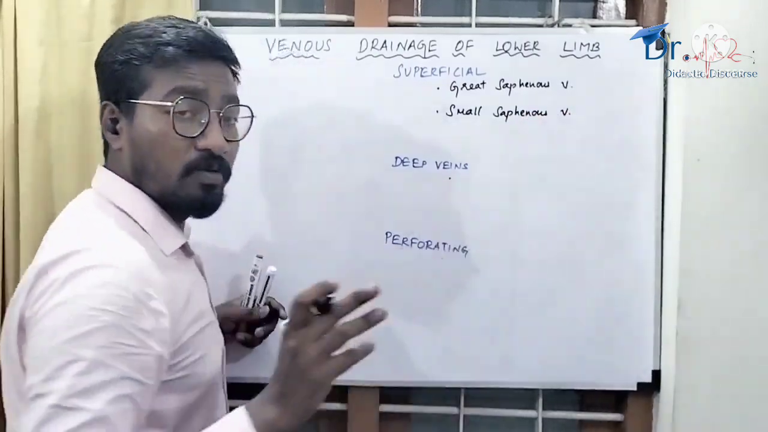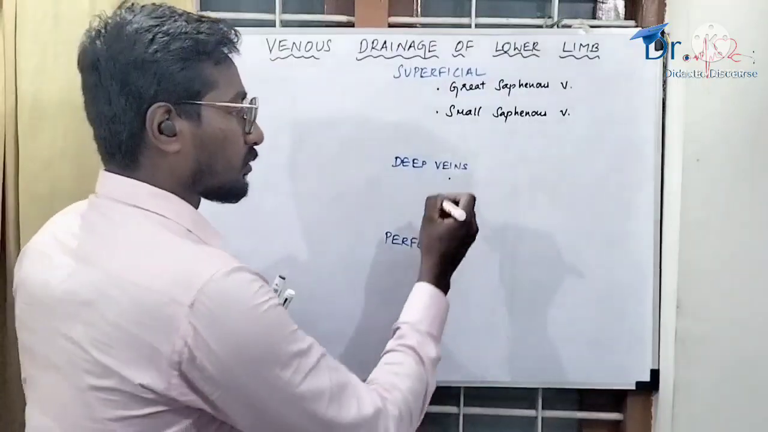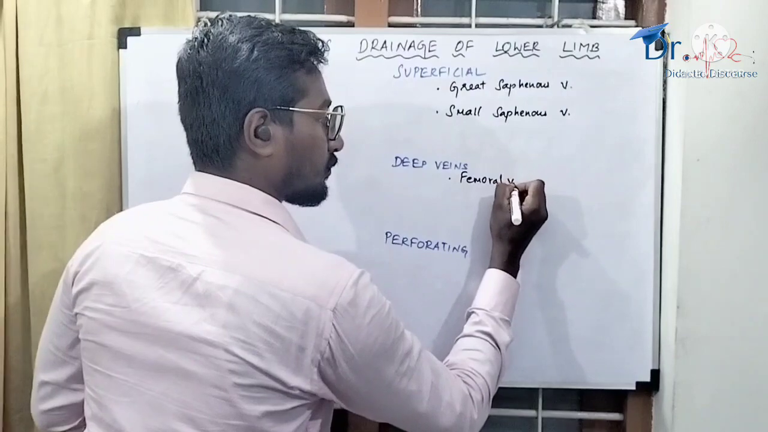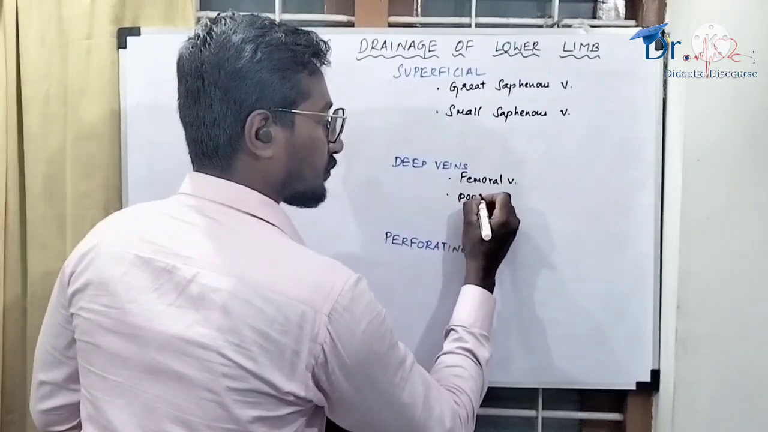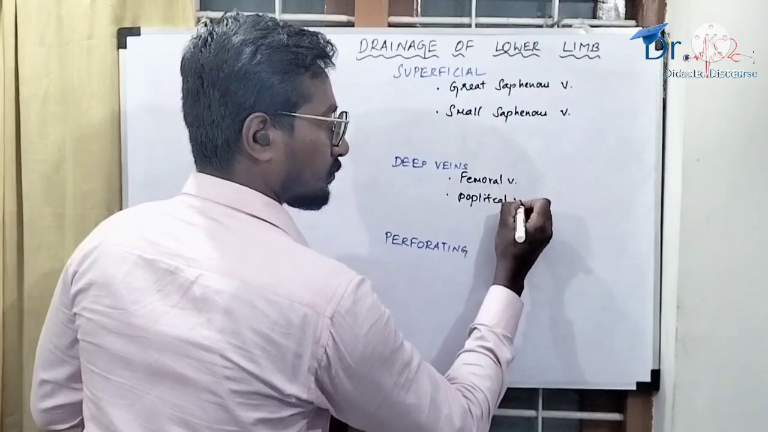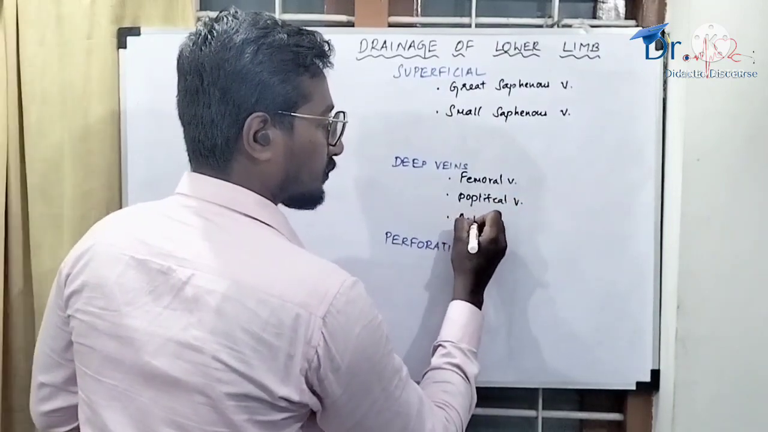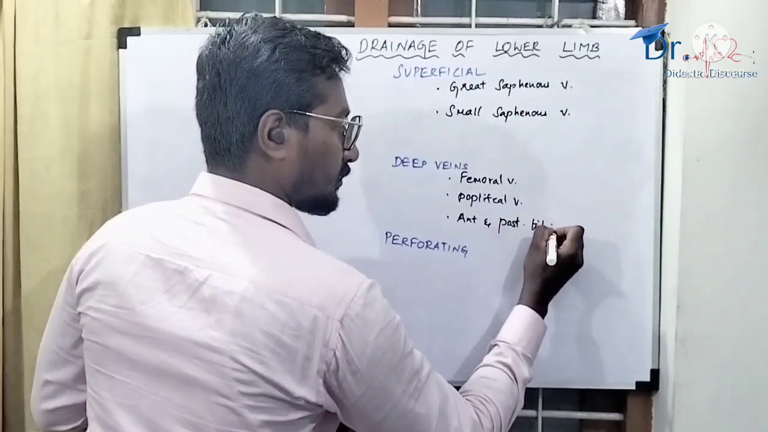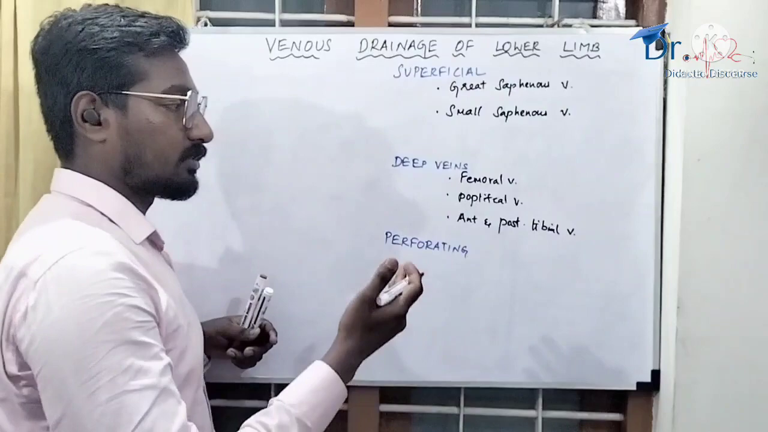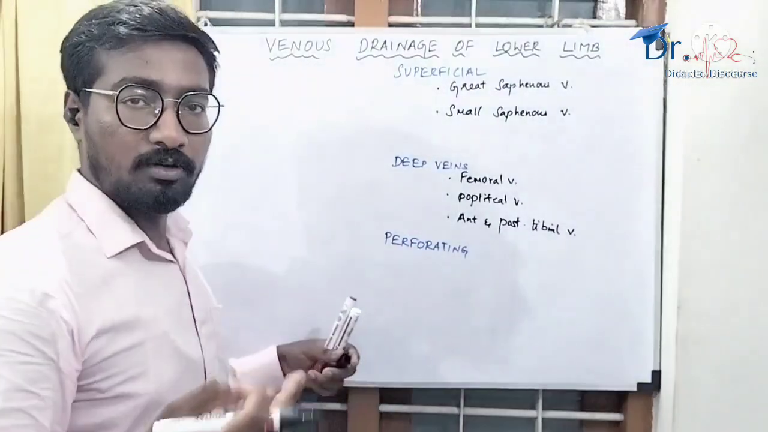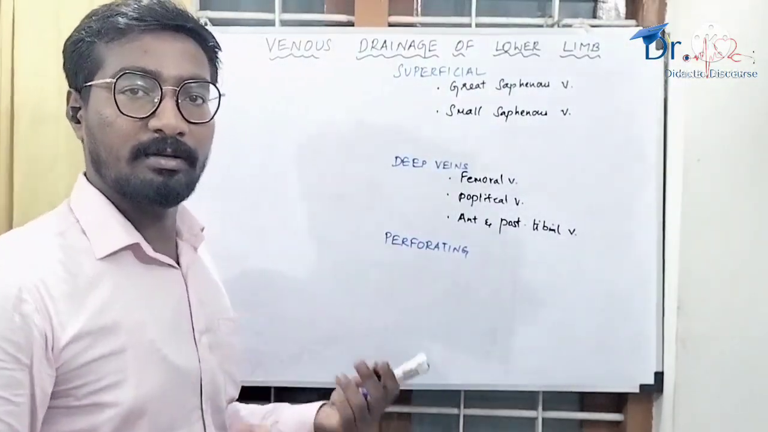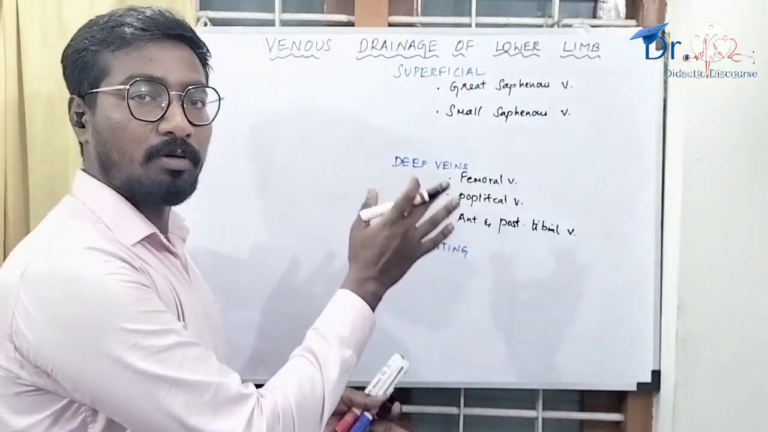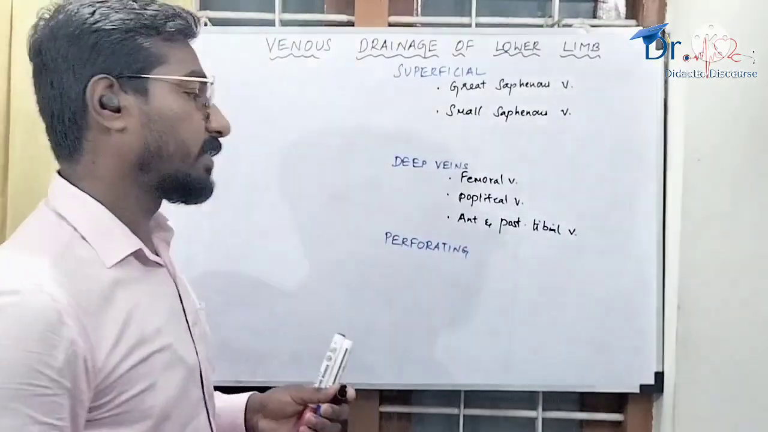The deep veins have the same names as the arteries. So we have the femoral artery, and so we have the femoral vein. You have the popliteal vein, the anterior and posterior tibial veins, and the peroneal vein, also known as the fibular vein. You have the lateral and medial plantar veins, and the dorsalis pedis veins. But the main veins are the femoral vein, popliteal vein, and anterior and posterior tibial veins.